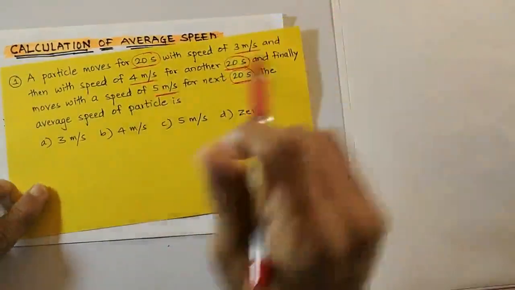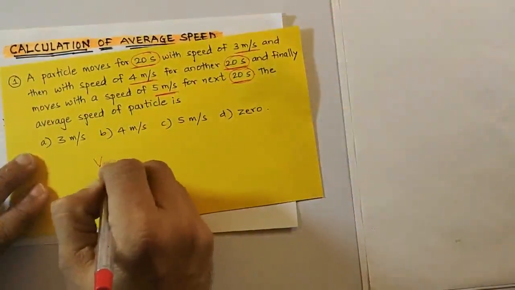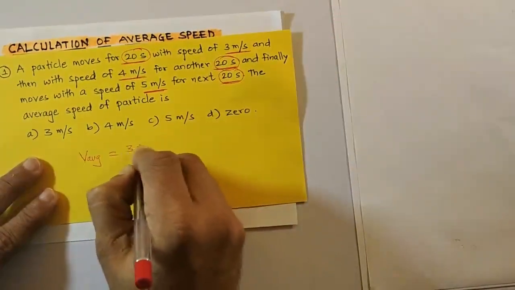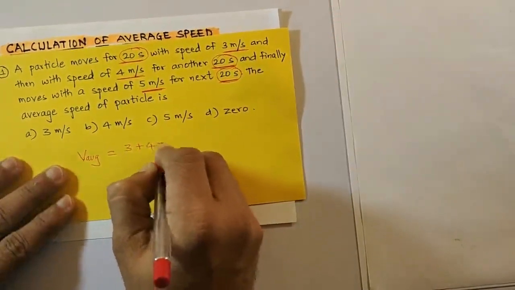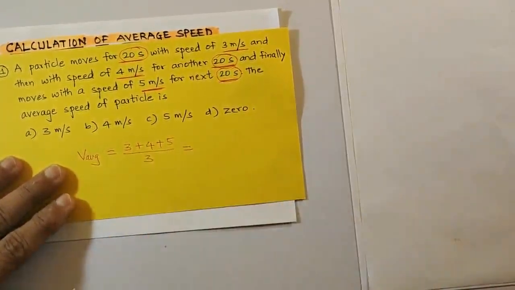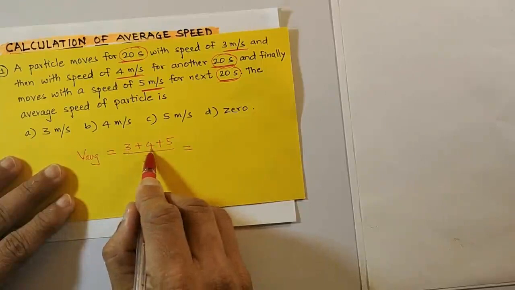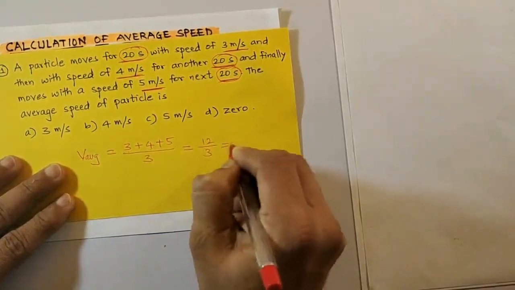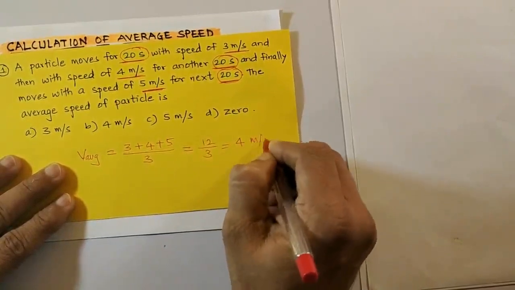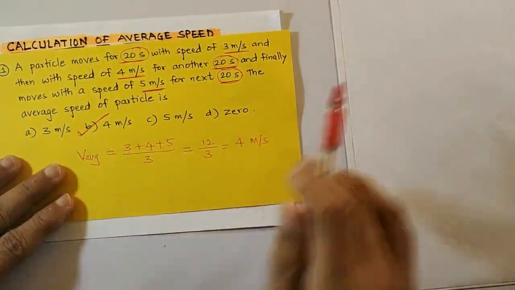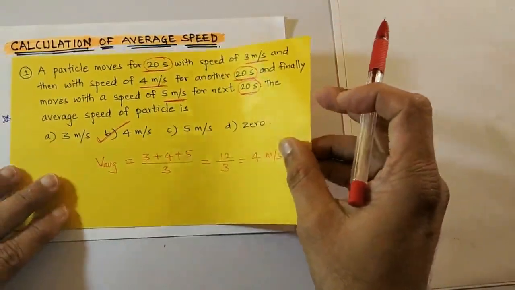So I can take average speed is equal to average of these three, that is 3 plus 4 plus 5 divided by 3. So if you simplify, 3 plus 4 is 7, 7 plus 5 is 12, 12 divided by 3 is 4 meter per second. So option B is the answer, 4 meter per second.